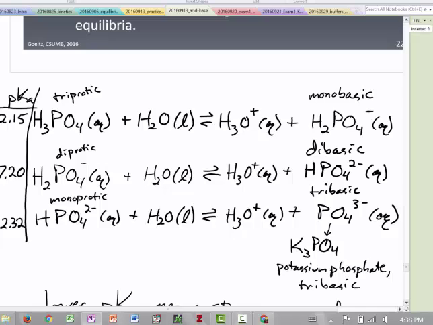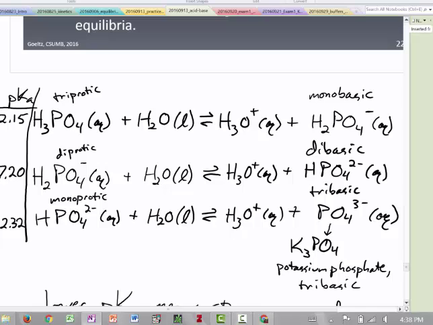Are all three of the... with enough water, the triprotic going straight to the tribasic equilibrium? Yes. Very good question. So here, water is acting as a base. If I put triprotic acid and water in solution and I have enough water there, can I take it all the way to tribasic?